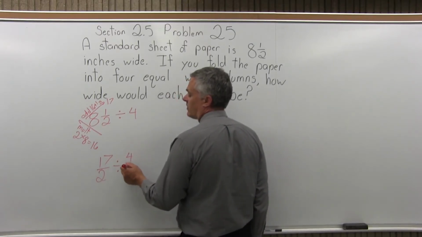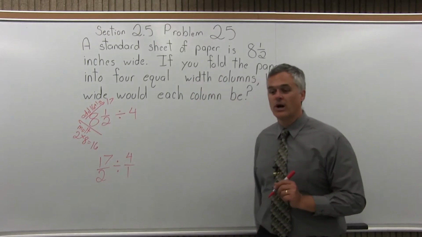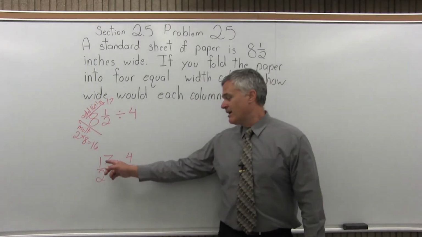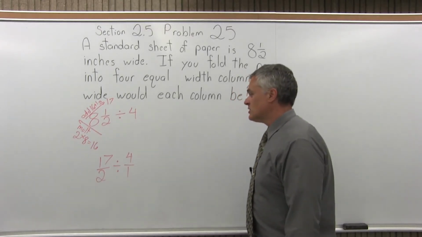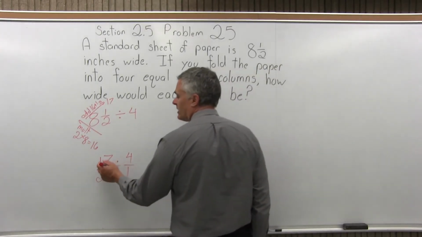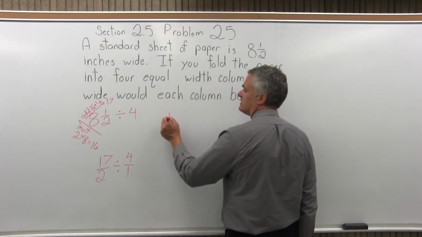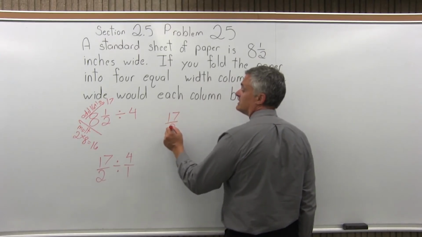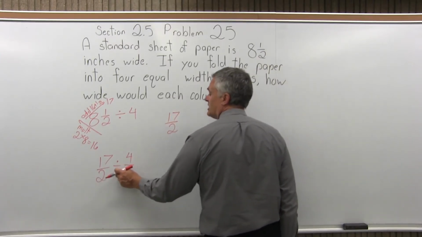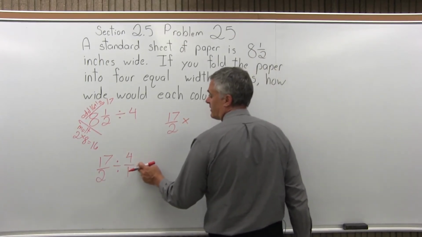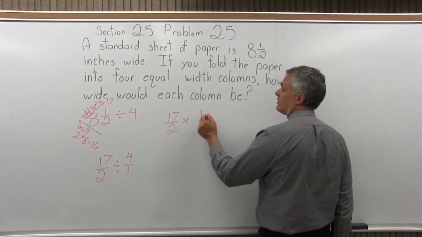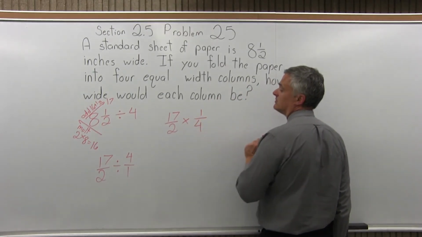Let me write the 4 as 4 over 1. Now I have a numerator and a denominator for both fractions. So now I will keep the first fraction the way it is. 17 over 2 will stay 17 over 2. I will change the division to a multiplication, and I will invert the second fraction. The 4 over 1 will invert or flip to 1 over 4.